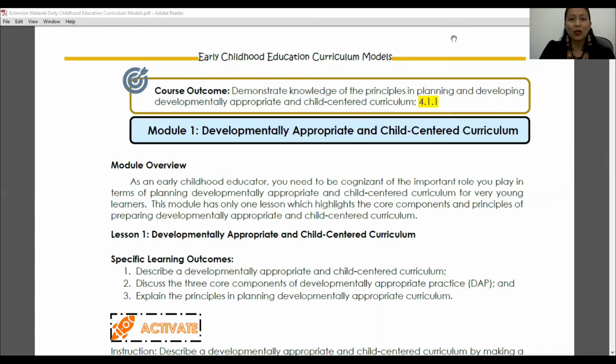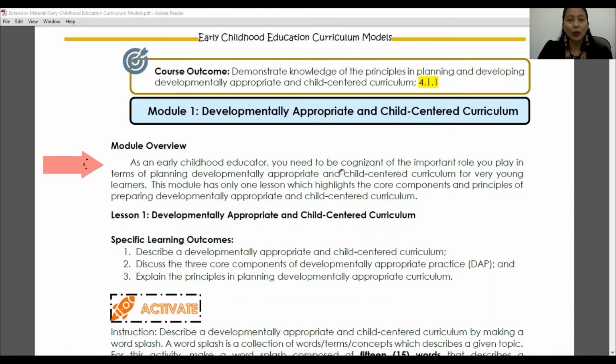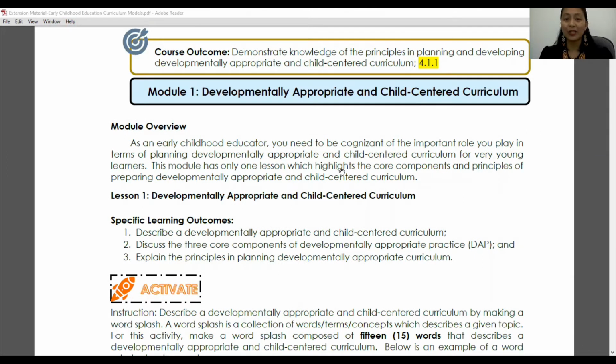So let's proceed first with the module overview for Module 1, which is again entitled Developmentally Appropriate and Child-Centered Curriculum. Since you are early childhood educators teaching children within the range of 0 to 8 years old, as child development workers and teachers, you need to be aware of the important role that you specifically play in planning developmentally appropriate and child-centered curriculum for very young children or learners. Module 1 has only one lesson, and this lesson highlights the core components and principles of preparing developmentally appropriate and child-centered curriculum.